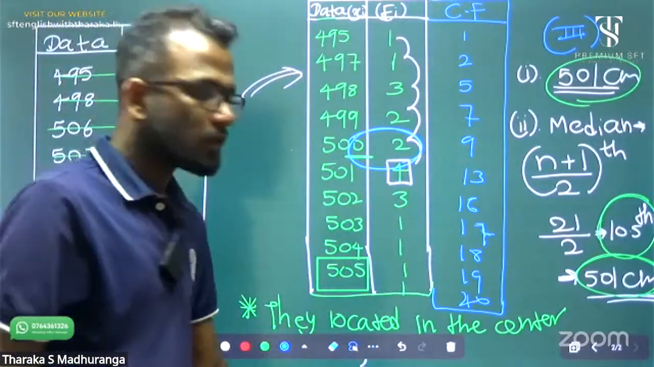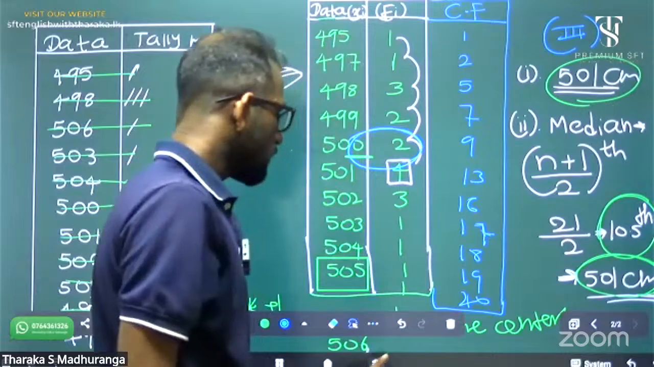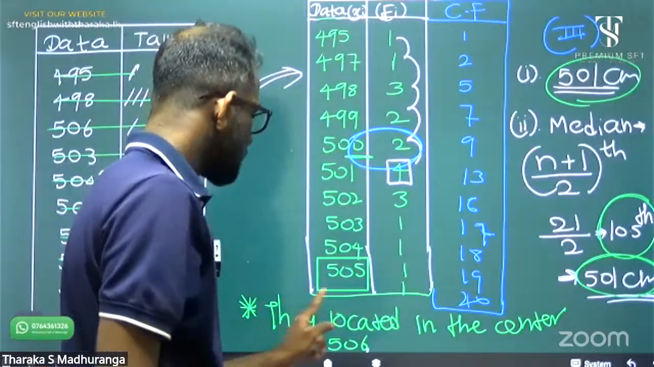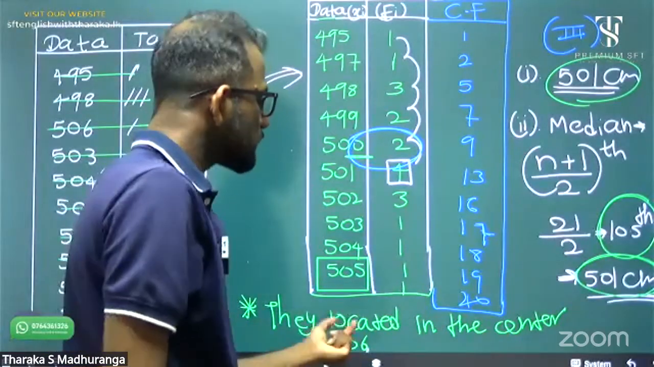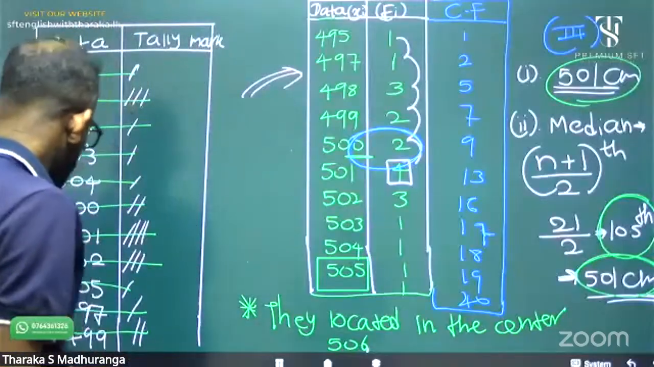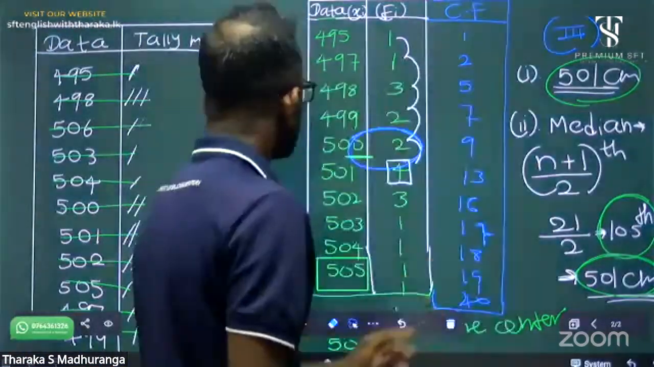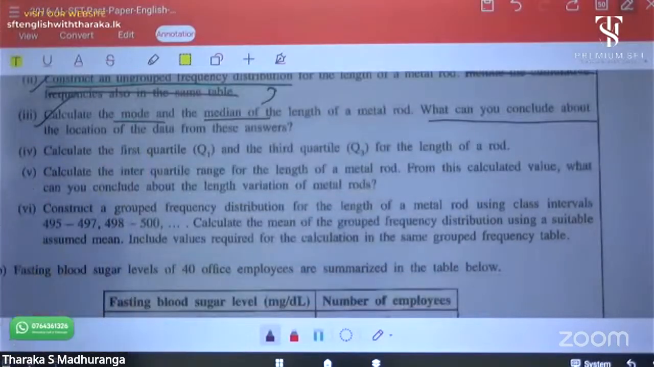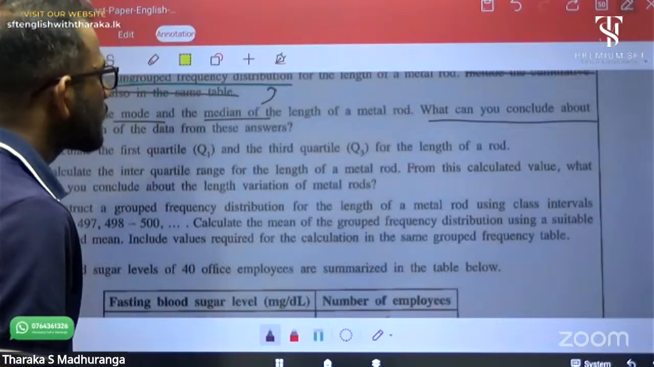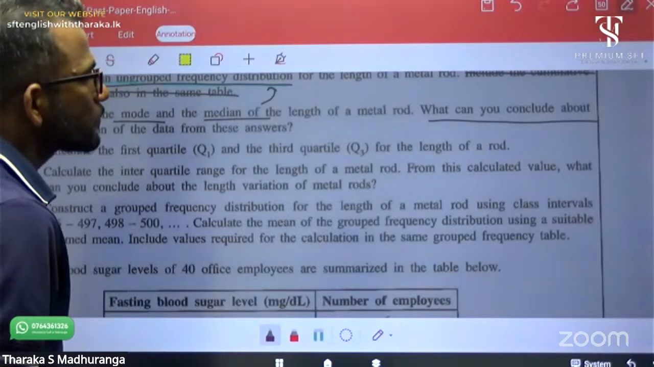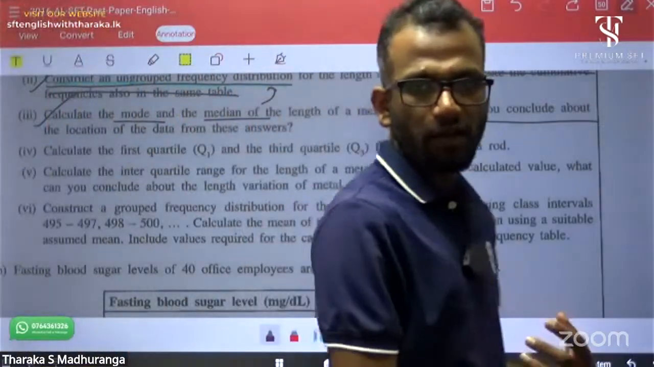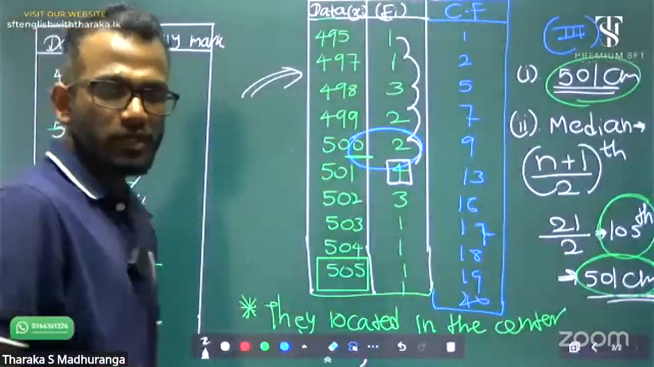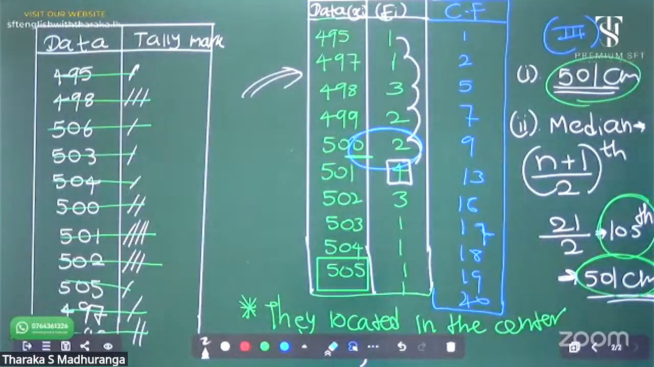That we can discuss later. Okay, that's the answer, complete. It explains that they are located at the center of the distribution. Third question done. Calculate the quartile 1 and quartile 3 for the length of the rod. You can calculate, right? Okay, this is your job. Calculate Q1 and Q3. That's the answer for the fourth question.